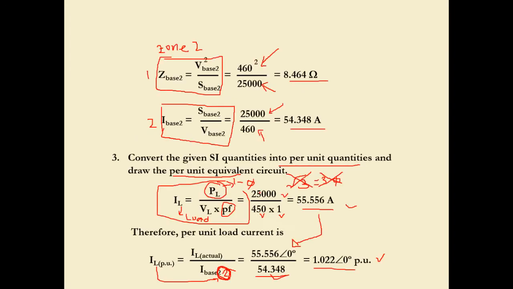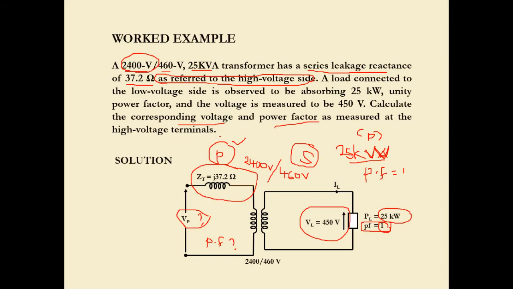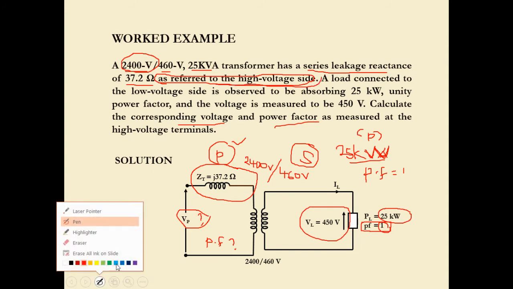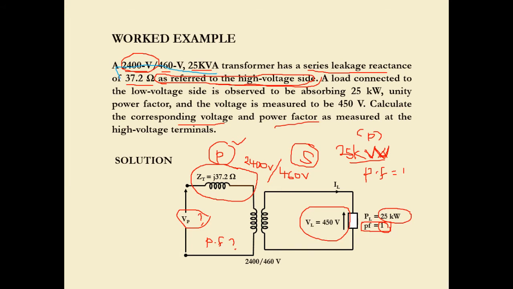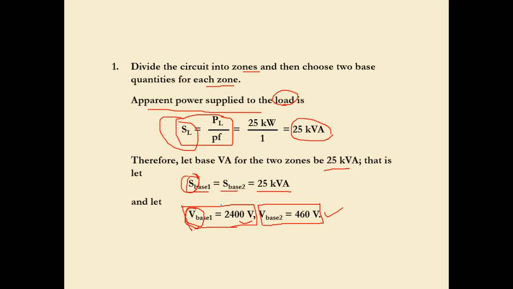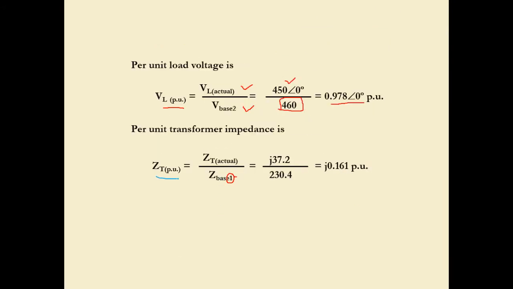So the PU transformer impedance is ZT PU, ZT actual over Z base 1. Remember, the leakage reactance of the transformer is referred to high voltage. So when we come to the circuit drawing, you see that ZT is located at the primary side or primary zone of the transformer, zone number 1. So you must refer this to base 1. Here we go. So ZT PU is referred to the high voltage side, meaning zone number 1, and we pick Z base 1 as the base value.